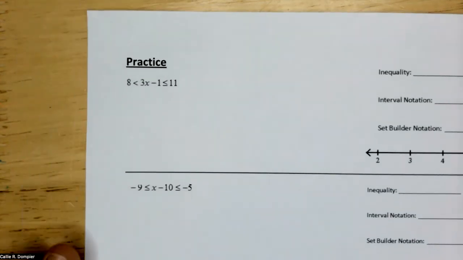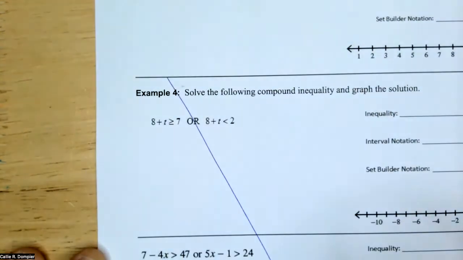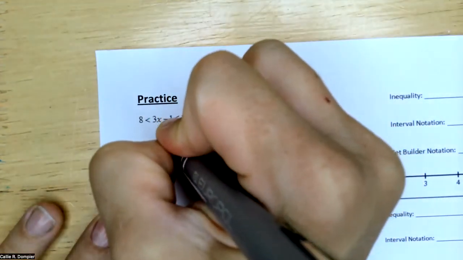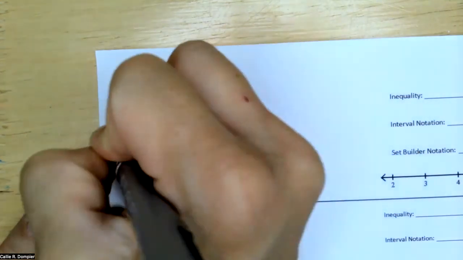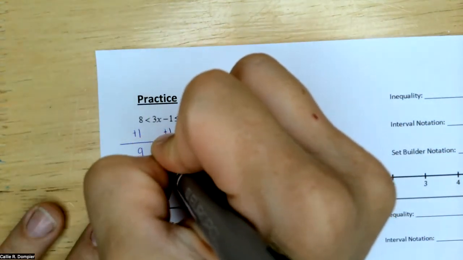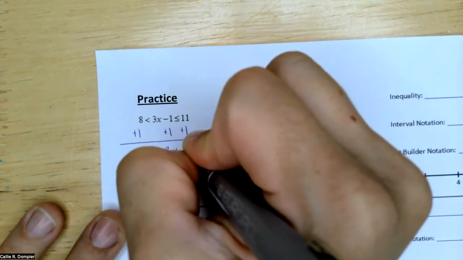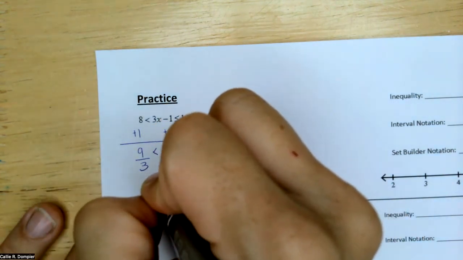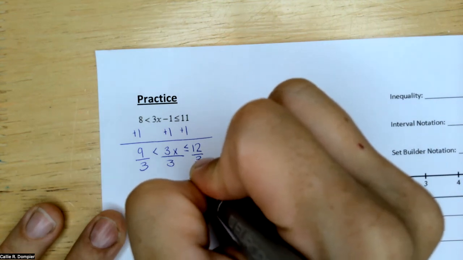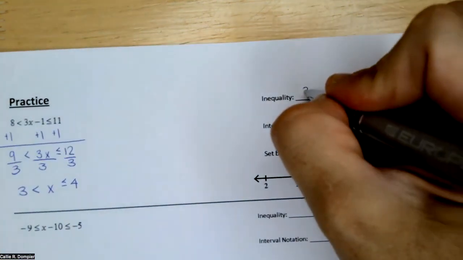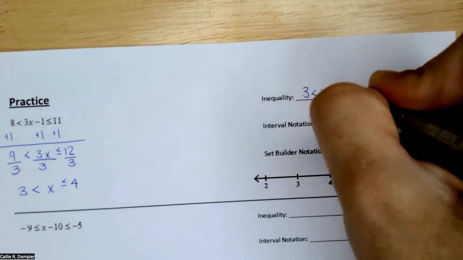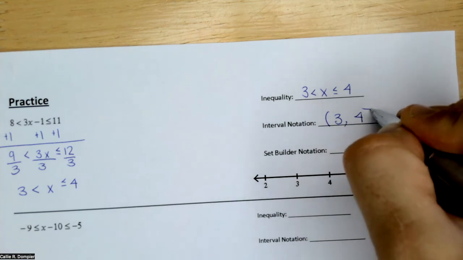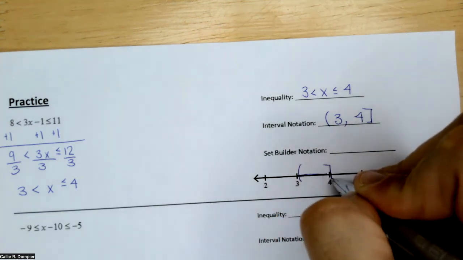And finally, just a little bit more practice. We're not going to do these last two. Don't worry about "or," it's not on the exam. Add 1, add 1, add 1. 9 is less than 3x, which is less than or equal to 12. Divide by 3, divide by 3, divide by 3. I get 3 is less than x, which is less than or equal to 4. Interval notation would be parentheses 3, 4 with bracket.